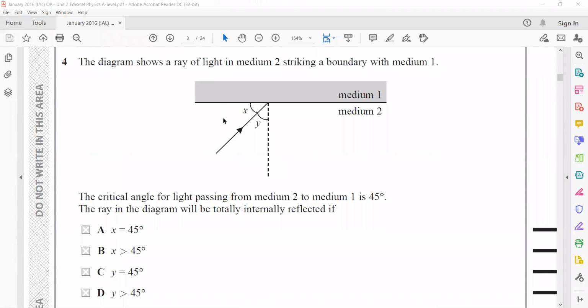So question 4, the diagram shows a ray of light in medium 2 striking a boundary with medium 1. The critical angle from medium 2 to medium 1 is 45. The ray in the diagram will undergo total internal reflection if the angle of incidence is more than 45. So this angle of incidence, that is Y. If it is more than 45, then D will be the right answer.